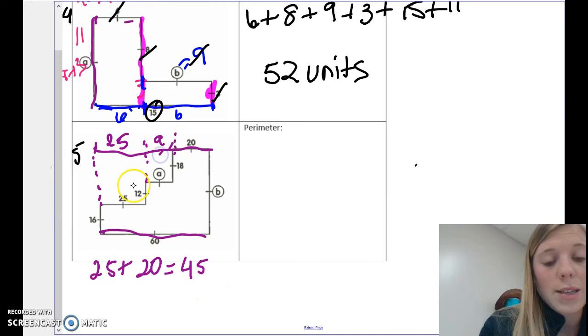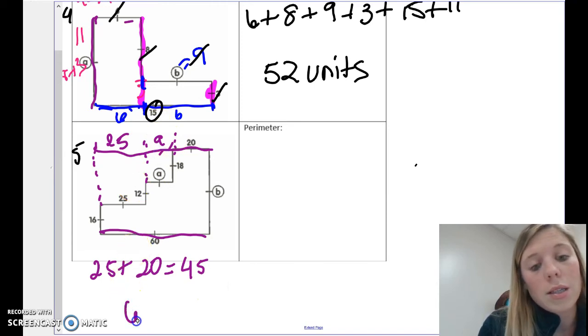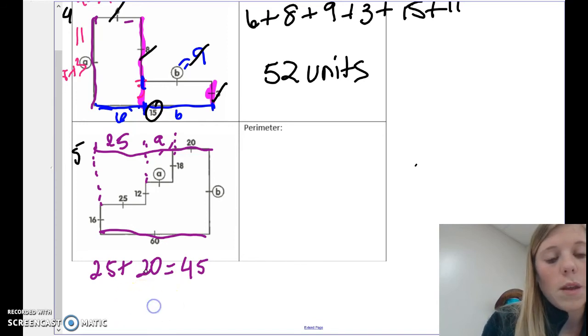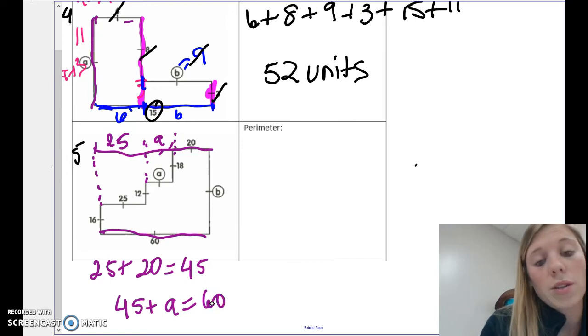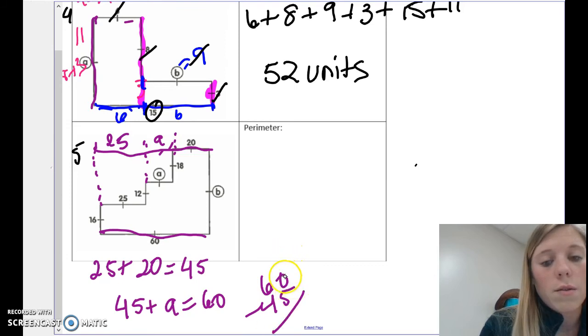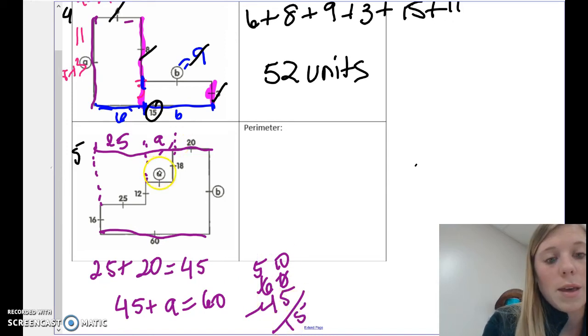But I have to add this A together. So, 45 plus A is going to give you 60. Well, we could just subtract 60 minus 45. Got to borrow 10 and 1. So this A is going to be 15 here.